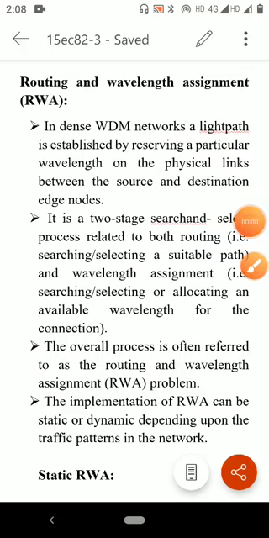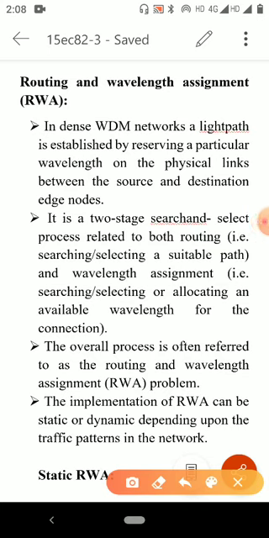Hello dear students, in this video I am going to discuss routing and wavelength assignment, RWA, routing and wavelength assignment.